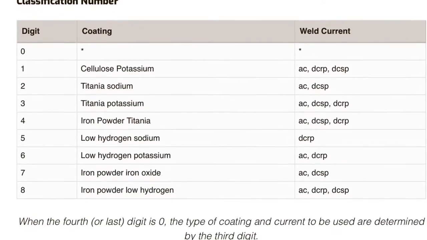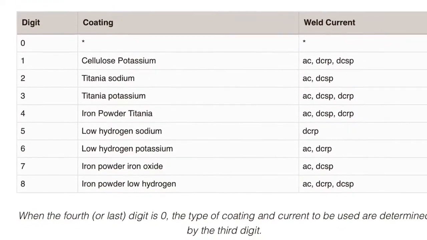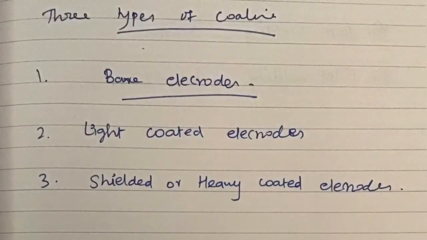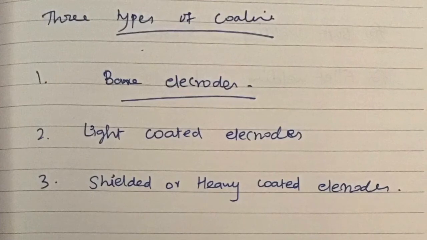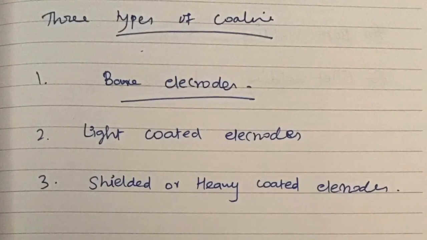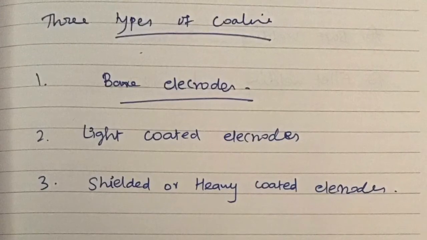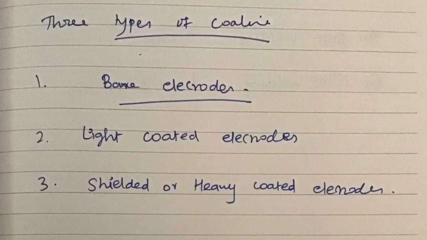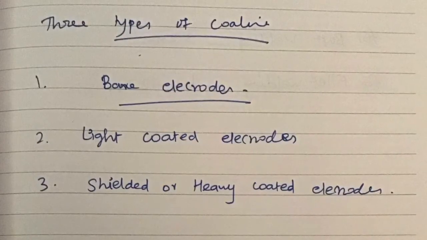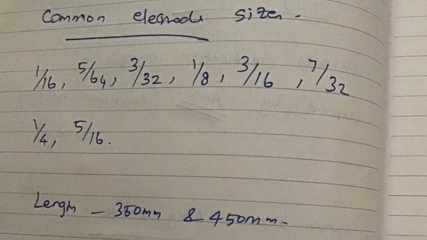If the last digit is 0, the type of coating and current to be used are determined by the third digit. There are 3 types of coating available. One is the bare electrode, that means there is no flux coating. The second one is the light coated electrode. Here the thickness of the flux is minimum. And the third one is the shielded or heavy coated electrode. These are all commercially available electrode sizes.